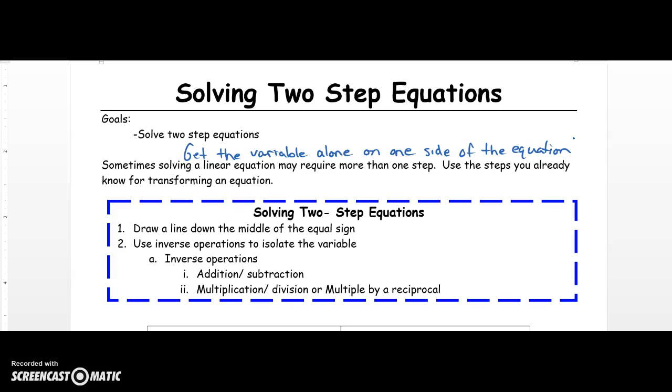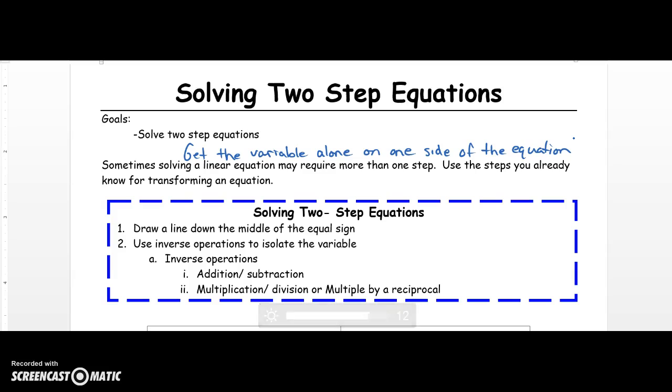So sometimes solving an equation may require more than one step. Use the steps you already know for transforming an equation. So solving two-step equations, one is the same as one step. Draw a line through the middle of the equal sign to visualize the two complete sides of an equation.